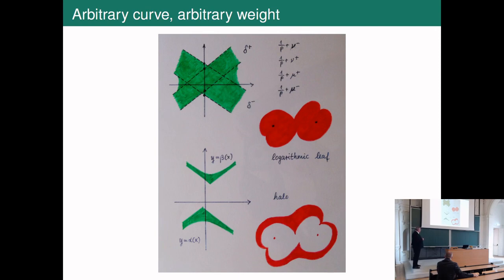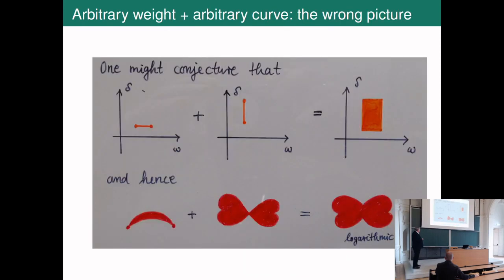But what is the final result? The final result was the following. We could prove: if we are given any convex function with such asymptotes and any concave function with such asymptotes, then there exists a curve and a weight such that just these two things appear. And this was the final result. In this way, we got the final solution of the problem. In other words, general weight plus general curve gives this.